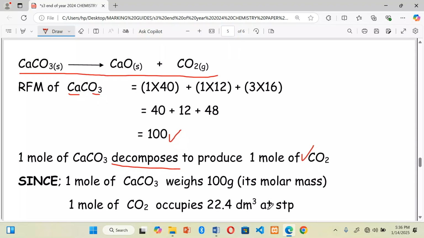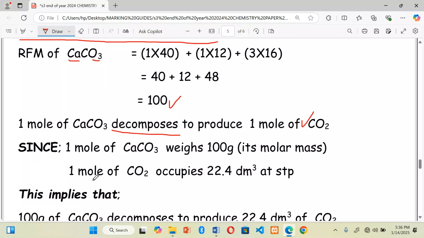Now here, this is something they have given us. Since 1 mole of calcium carbonate weighs, we have already calculated its molar mass. It weighs 100 grams, and in brackets I put its molar mass. Its molar mass is equivalent to its RFM. I believe you know that. Then 1 mole of carbon dioxide occupies this. I believe we said we have this on our first page, on the cover page, but they also gave it to us inside there on the question. But it is on the cover page. You can check there. So 1 mole of carbon dioxide occupies 22.4 decimeter cubed.